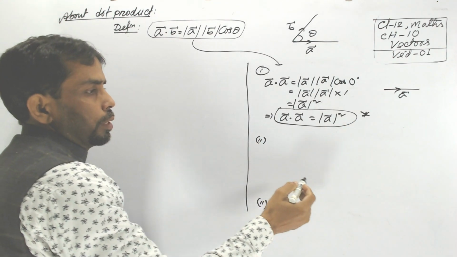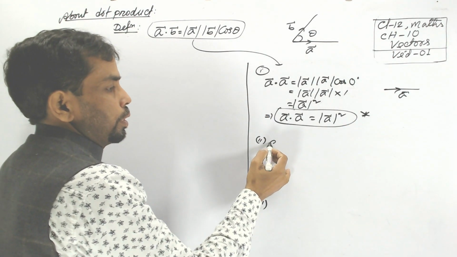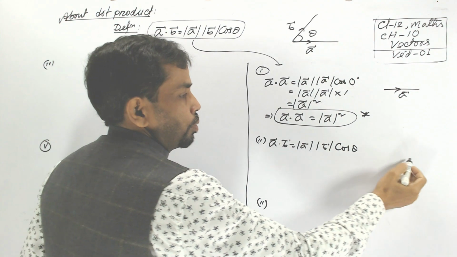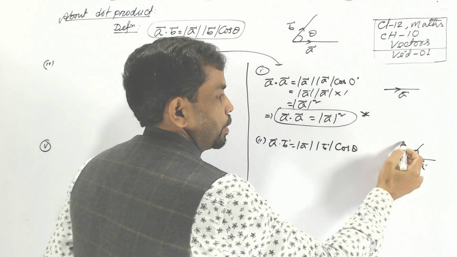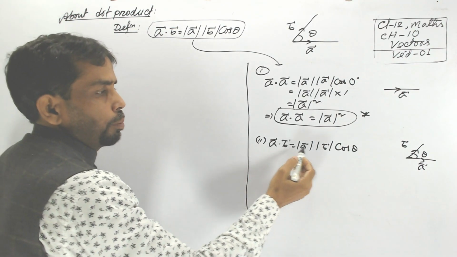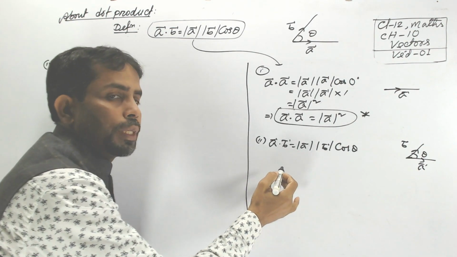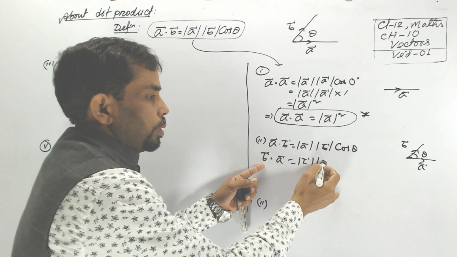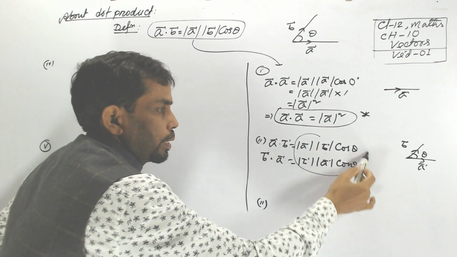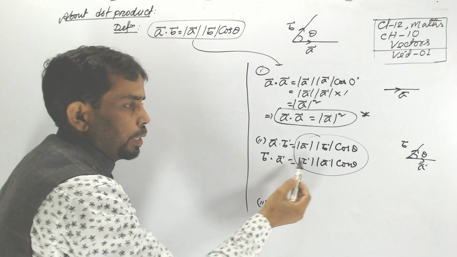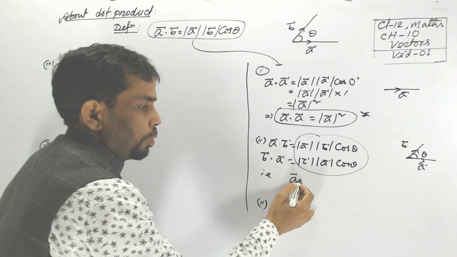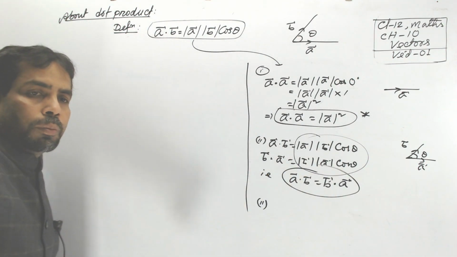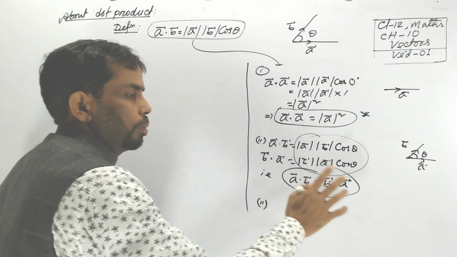Now second point, the same definition we have learned. A dot B is magnitude of A, magnitude of B, cos theta, for two vectors A and B with angle theta in between. Now if I change the order and make it B dot A, it will be magnitude of B, magnitude of A into cos theta. You see the right side is exactly the same for AB and BA. That means A dot B is the same as B dot A. So this is an important result. Again, memorize it, it is required for solving questions. A dot B is equal to B dot A.